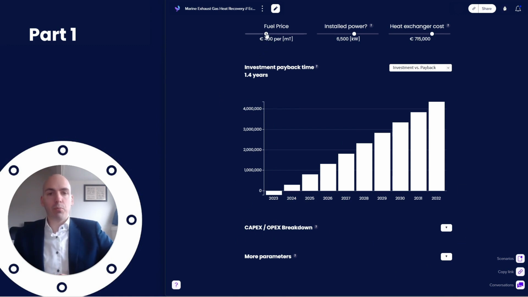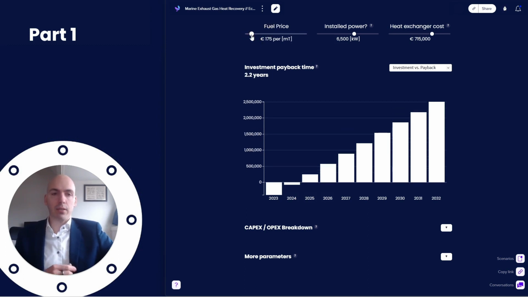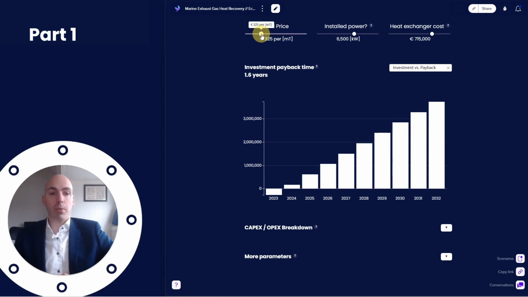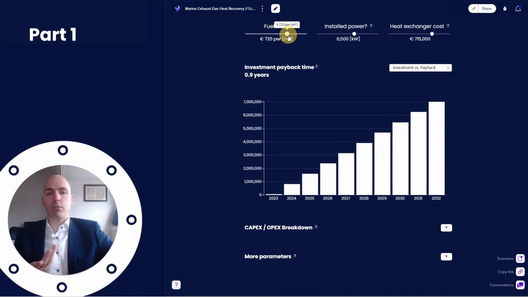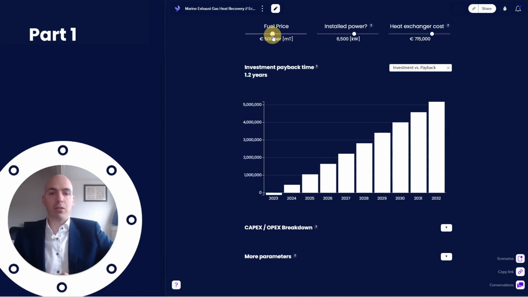First of all, the fuel price. Well, the fuel price is, together with the carbon tax, if you want to add it, probably one of the most important parameters. Here we see a lower fuel price means it will take longer for your investment to return or make money. The higher the fuel price, of course, the more lucrative your investment is, because the more fuel you save, the more money you can make. And exhaust gas heat recovery is all about reducing fuel consumption.